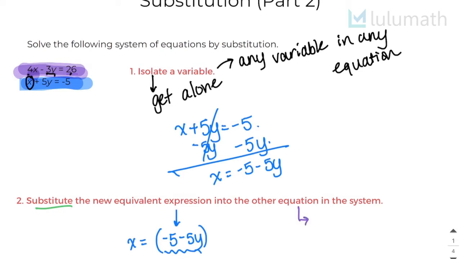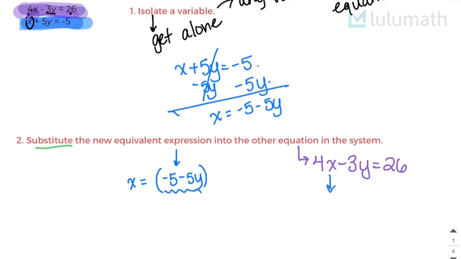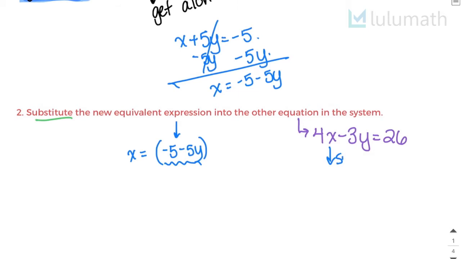So the other equation is this purple one up here, 4x minus 3y equals 26. Once I do that, instead of x here, I'm going to substitute in my new expression, which is negative 5 minus 5y. But this is all of x, so it needs to be in brackets right here. And then I'm just going to copy the rest of my equation down.